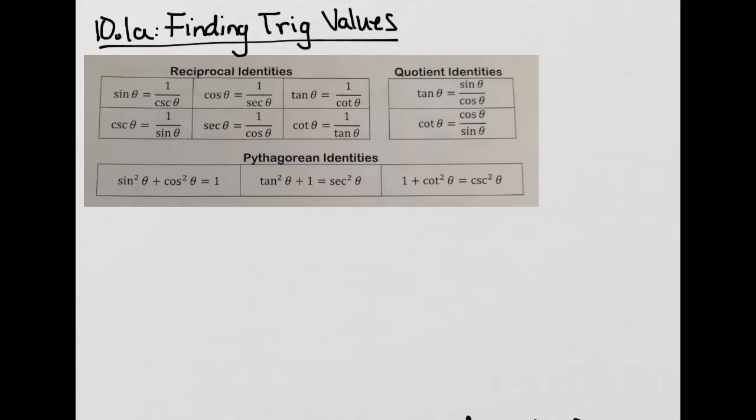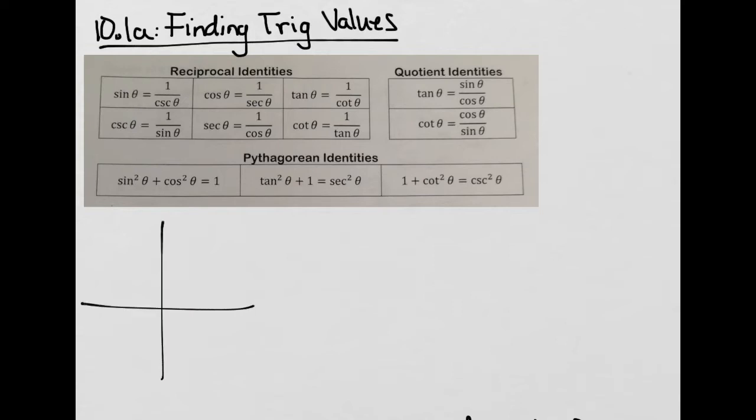We are going to be finding trig values given other trig values. So today we're going to be looking at especially these Pythagorean identities. We should already know these reciprocal identities and the quotient identities. So the Pythagorean identities come from the Pythagorean theorem and the unit circle.